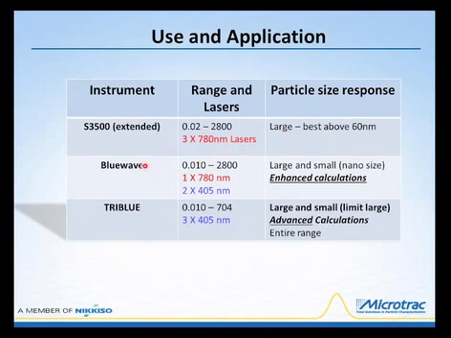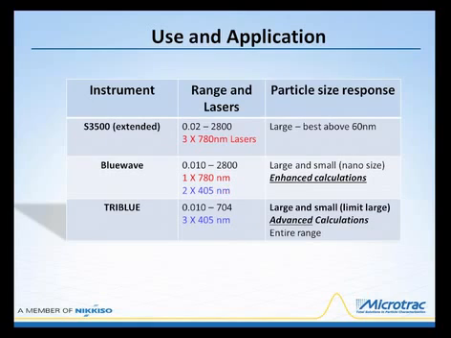We introduced the Bluewave to take advantage of 405 nanometer lasers, which are well into the blue region, and it has one 780 nanometer laser, and this will measure the large particles and the small particles. Now the Bluewave, below a couple of microns, has highly enhanced calculations, and this is to pull out the smaller particles using these two 405 nanometer blue lasers.